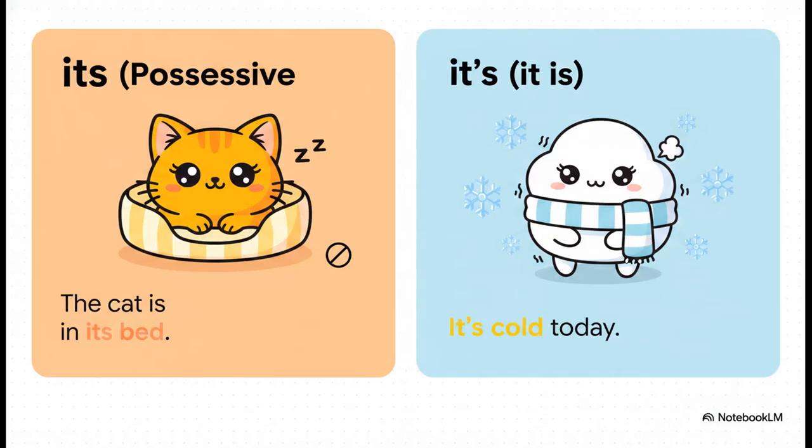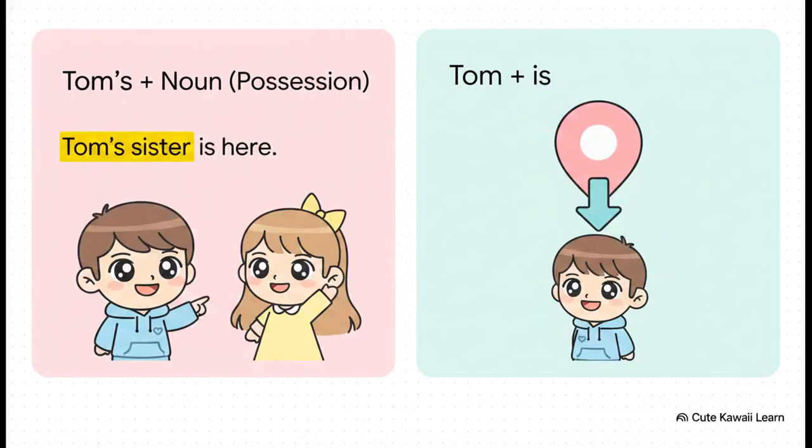All right, this one is so important. This is a very common mistake, so let's make sure we get it right. Remember, "its" with no apostrophe is for possession. The cat is in its bed. But "it's" with an apostrophe is totally different. It's always means "it is," like, it's cold today.